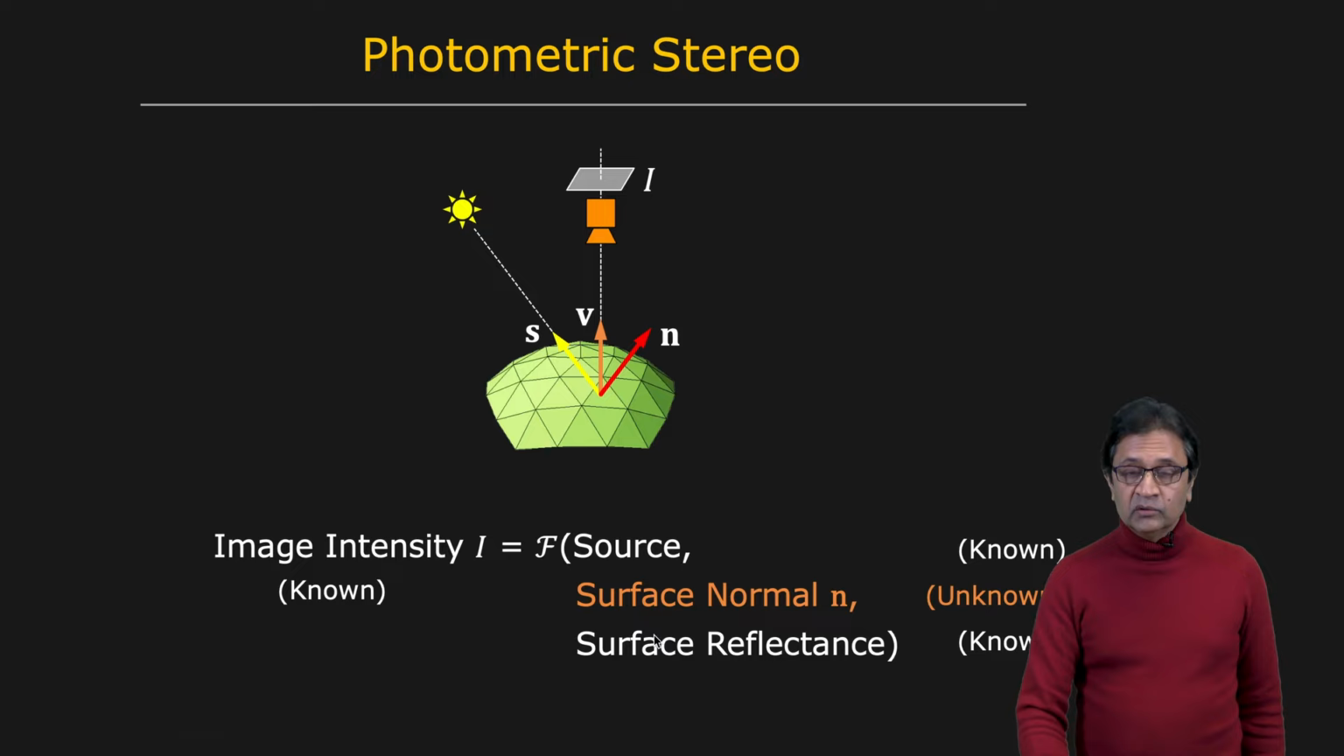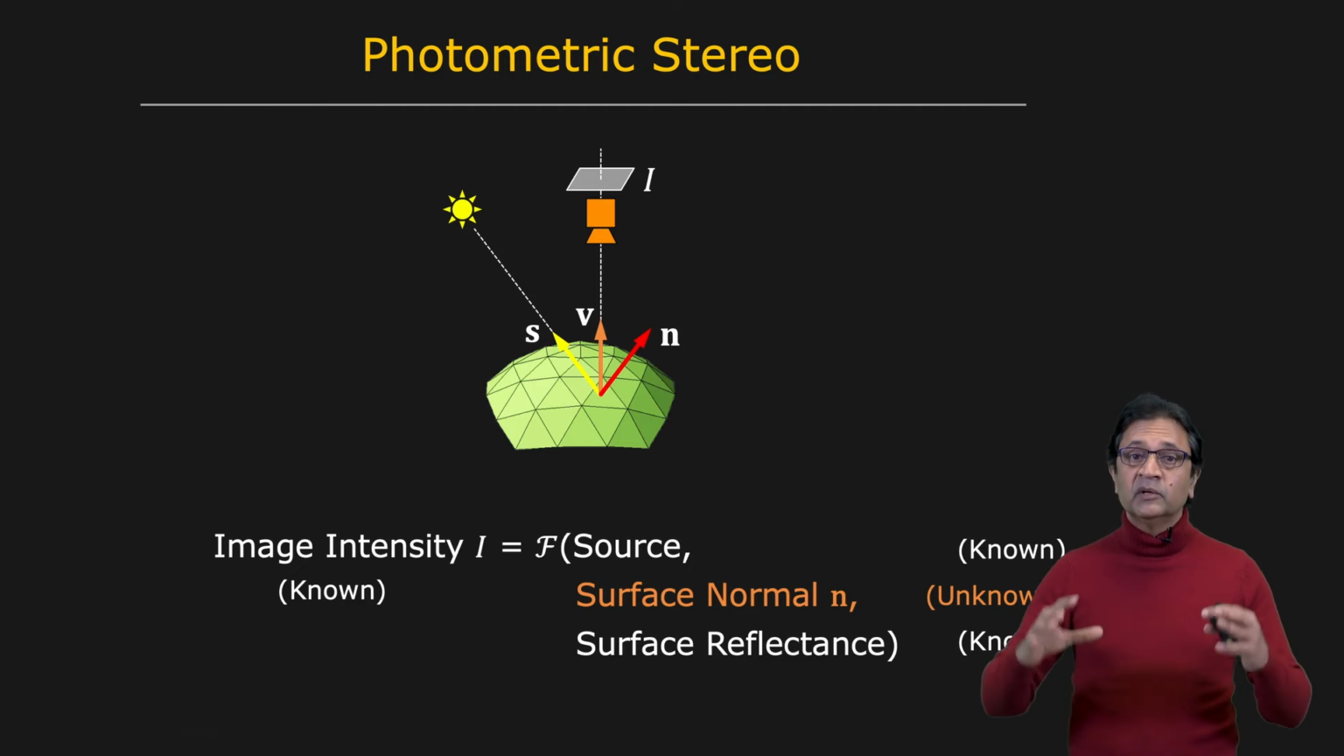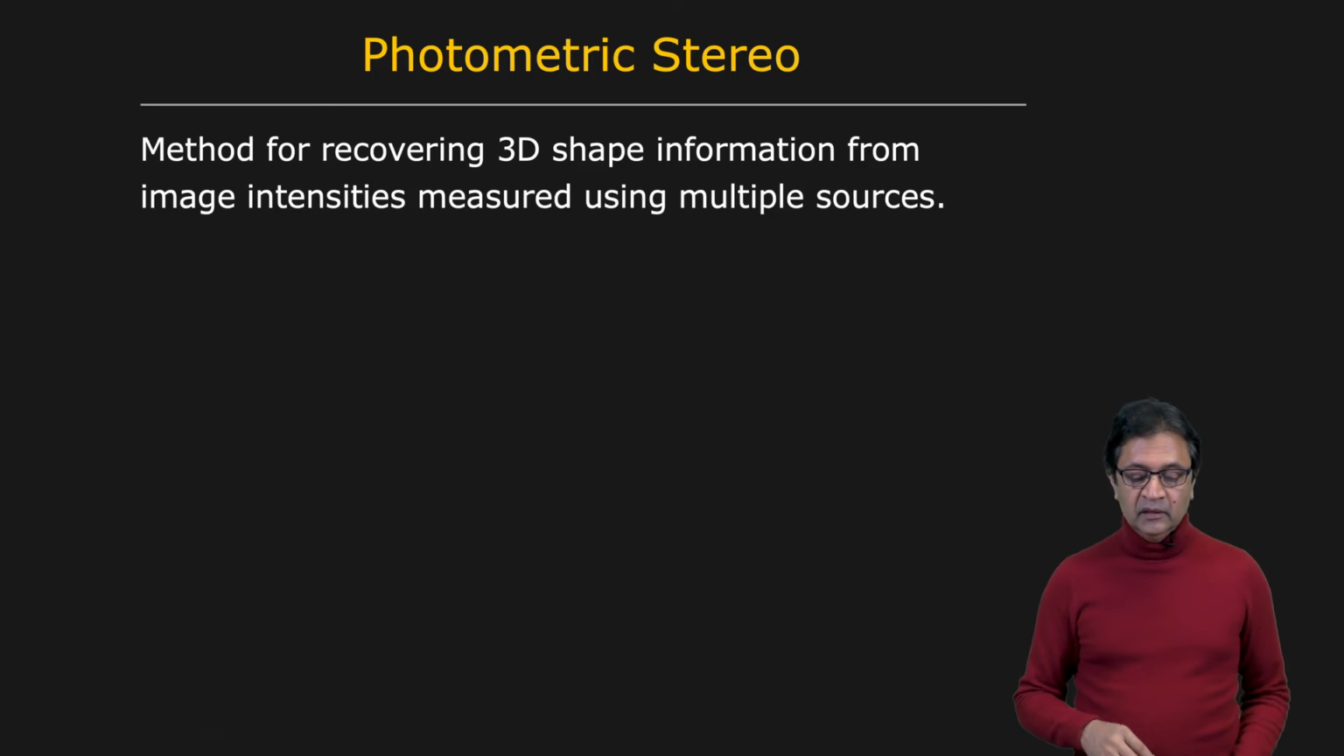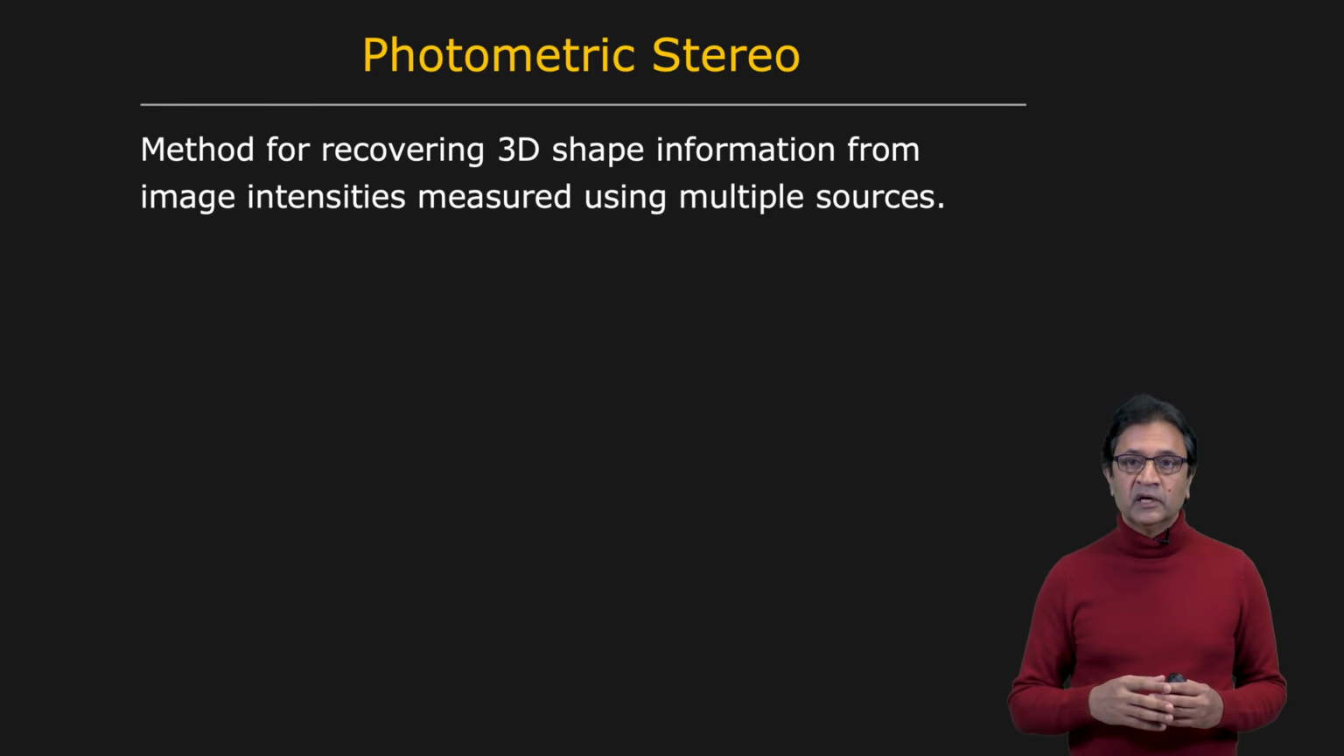And we're going to assume that we know the reflectance properties of the surface. That is, we are in a structured environment where we have access to information such as the reflectance properties, and we can control the lighting, and therefore we know the source direction. And of course, we've measured an intensity value in the image. So I is known, the source is known, and the reflectance properties are known, and what we seek to estimate is the surface normal at each point on the surface. So that is really what photometric stereo does.